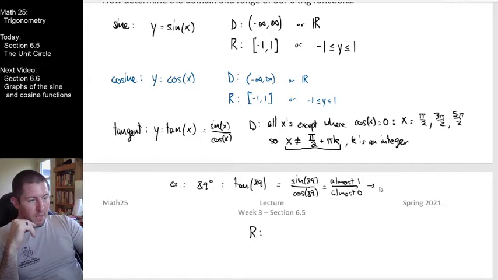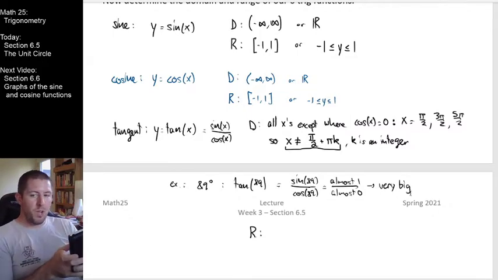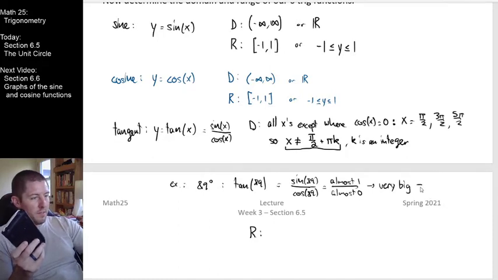And so this is going to be a very big number, right? Because we're dividing by something that's very, very, very small. I'm going to go to my calculator and I'm going to do tangent of 89. I'm going to double check that I'm in degree mode here. When I do tangent of 89, I'm getting 57.3 about.